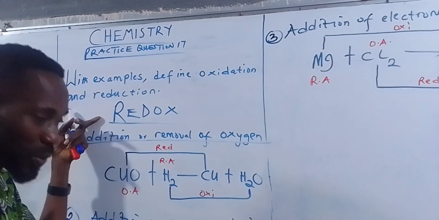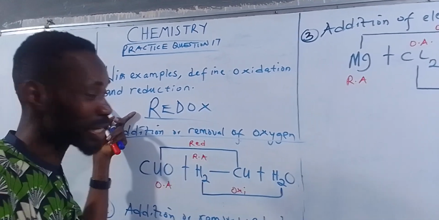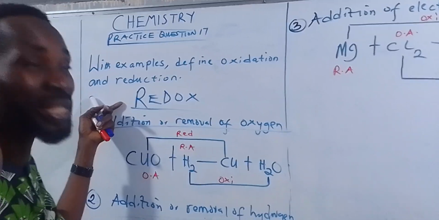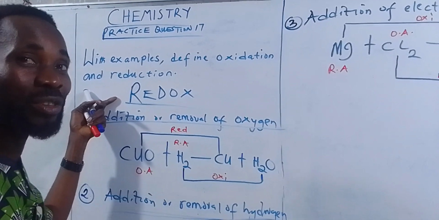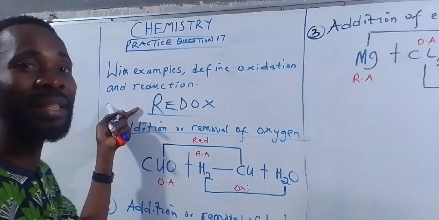In our next episode, we'll see more definitions of oxidation and reduction, especially when we'll be taking a look at the most concise definition of oxidation and reduction using the principle of electron loss and electron gain.